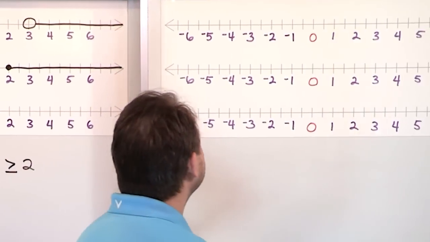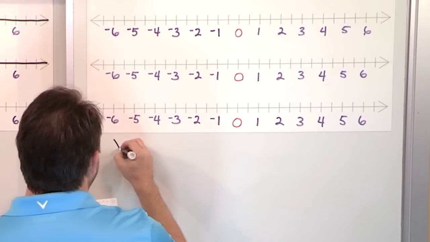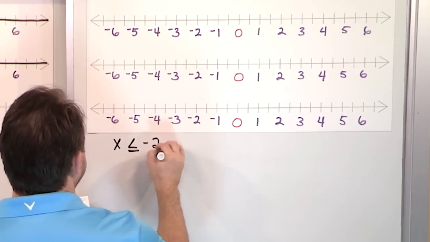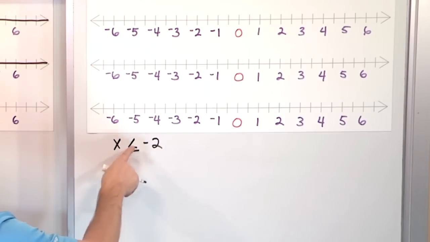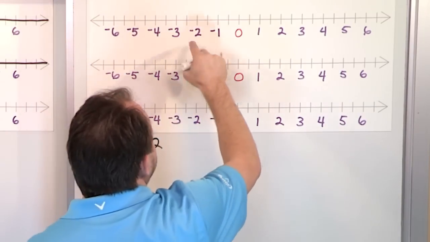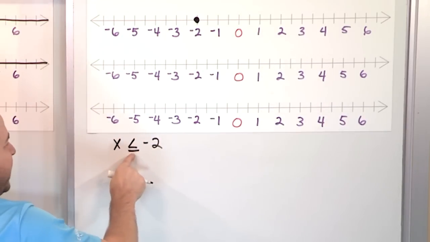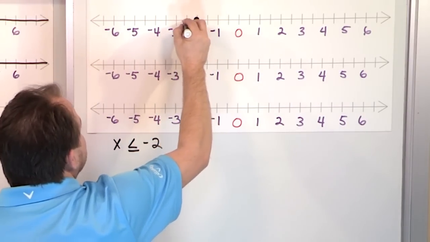Now we have one more just to wrap it up and give you one of the really basic examples. What if we had x is less than or equal to -2? Less than or equal to -2. So first you find -2 on your graph. You see that it's less than or equal to. So we find -2. It's going to be a closed circle because it's also equal to -2. And we're saying the variable x can be less than or equal to that. So it means we shade to the left.